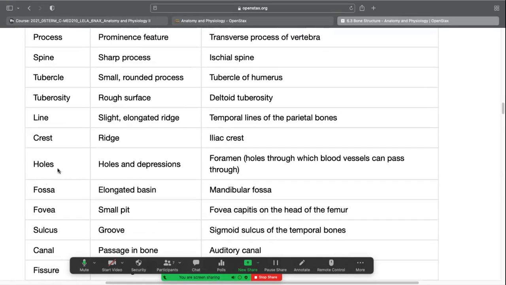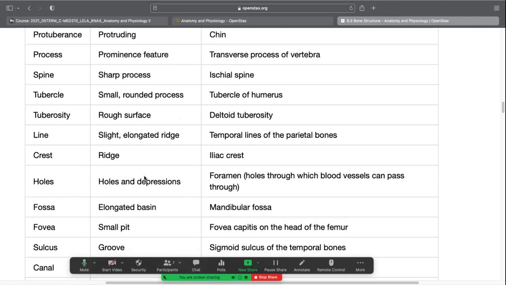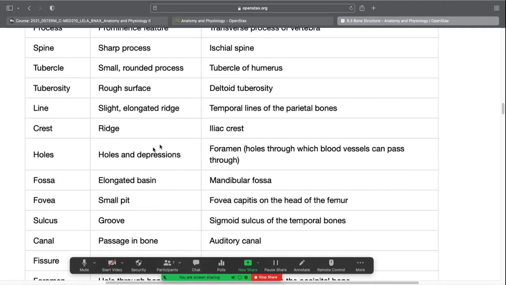hole is called foramen. This is the term for hole. And for future reference, that's how much more complicated this particular chapter is going to get. There's a whole month-long chapter just on the foramen, or the holes in your head. There are dozens of them, and there are blood vessels and nerves that pass through them, and knowing all those nerves and all that stuff, but that's for future training.